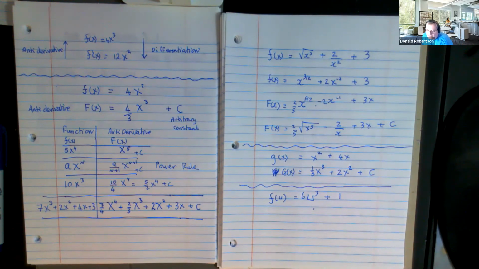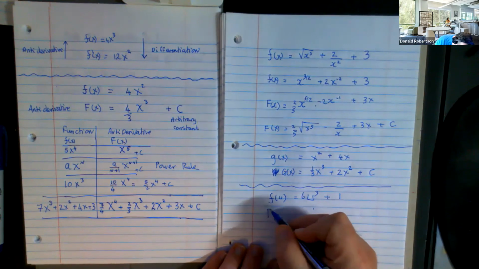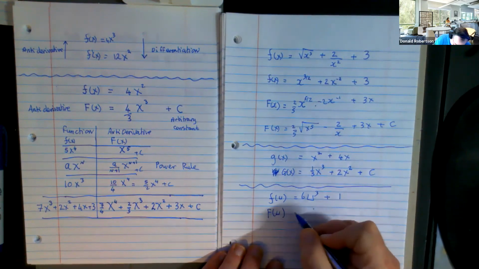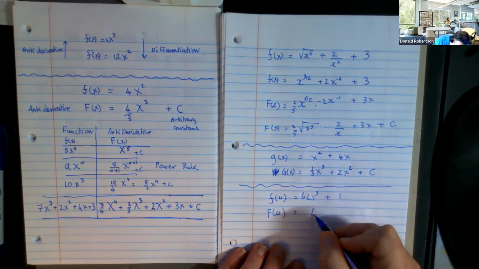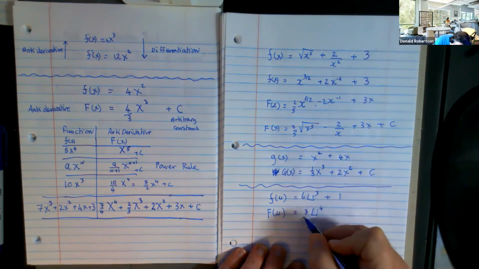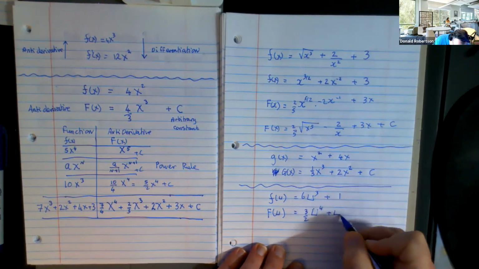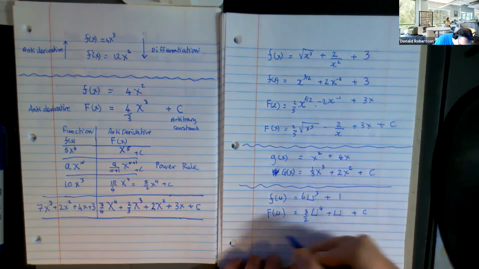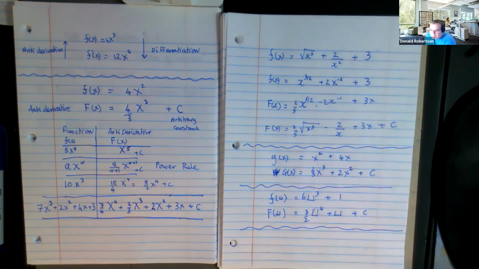F of u equals 6u cubed plus 1. If you want to find its antiderivative, it's called capital F of u. Add 1 to the power, divide by the new power, and simplify it. And you are done. So are you okay with the fact that it won't always be f of x?